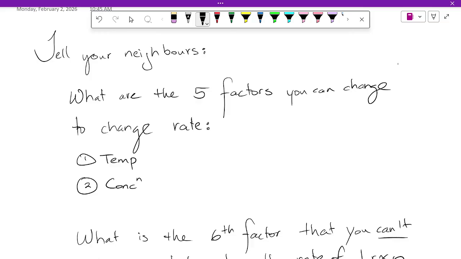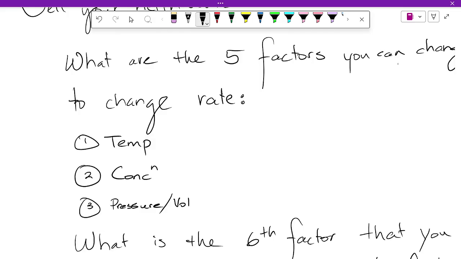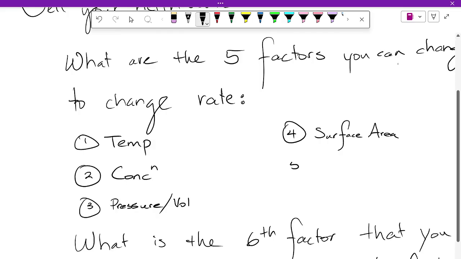We got temperature and concentration. Pressure/volume, yes. Another one, Noah? Surface area, yes. And lastly, Matthew. This is the one we haven't talked about much yet. Adding a catalyst, yes.